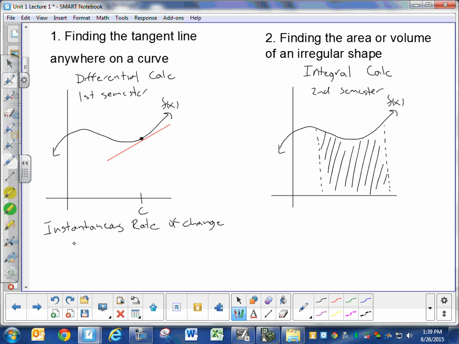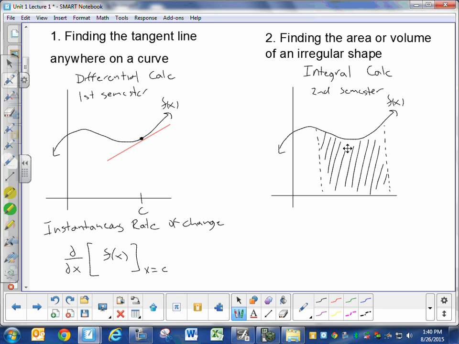Introduce you to the notation you'll see in the first semester. The instantaneous rate of change, or the slope of a tangent, is a derivative. This is the notation for a derivative of a function at a specific point. These are kind of like D's, but they're not. They're kind of like Greek letters, Greek D's. The Greek D is delta. This is kind of another kind of D, meaning something similar to what delta means.